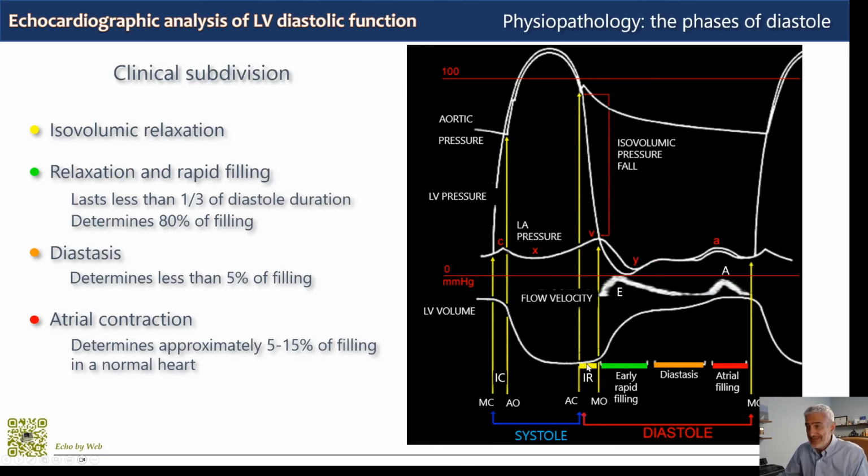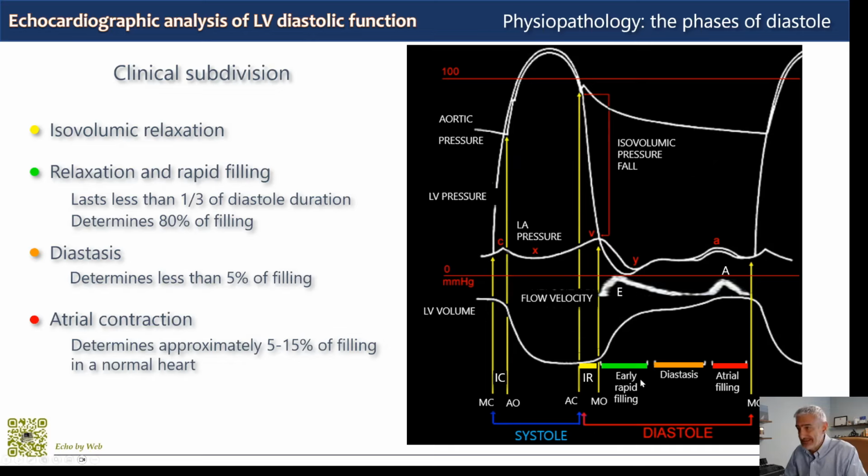In yellow in the graph. Isovolumic relaxation begins with aortic valve closure here and ends with mitral valve opening. It is characterized by a very rapid decrease in ventricular pressure, which is caused by myocardial relaxation. And the speed at which the pressure decreases quantifies LV relaxation as physiologically normal or rapid, or pathologically slow. During this phase, there is also a very small increase in atrial pressure.